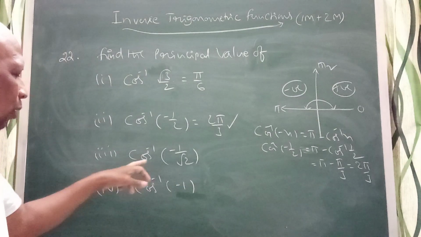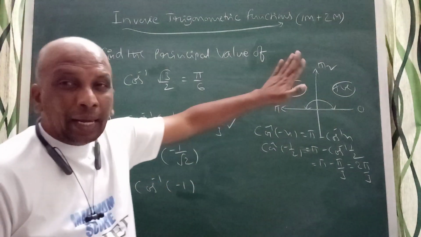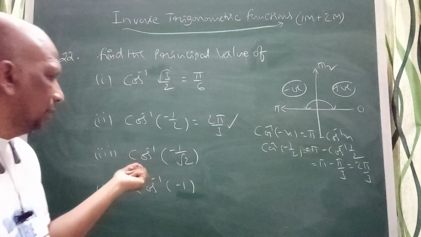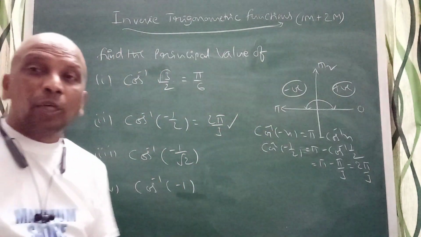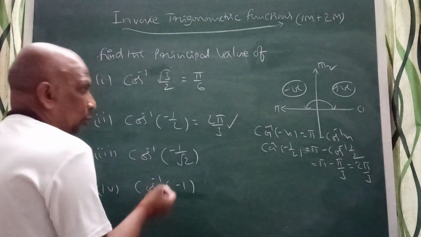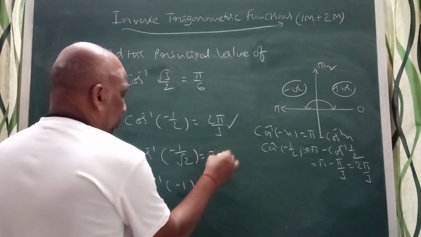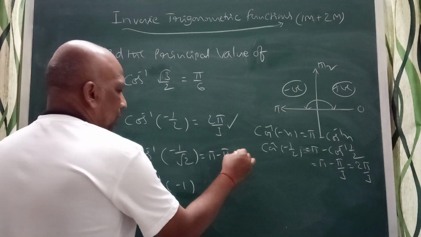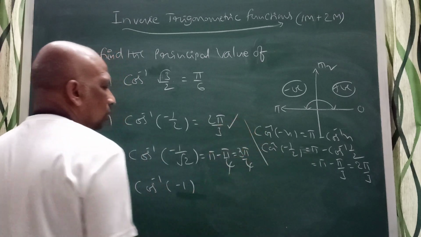Next, I can take cos inverse of minus 1 by root 2. Again negative, so I should take the angle more than pi by 2 and less than pi. For the principal value, positive would be pi by 4. For negative, I can consider pi minus pi by 4. So the answer I can write is pi minus pi by 4, which will be 3 pi by 4. Right?